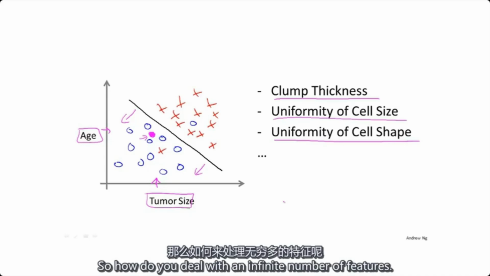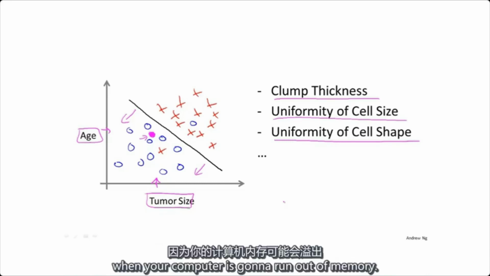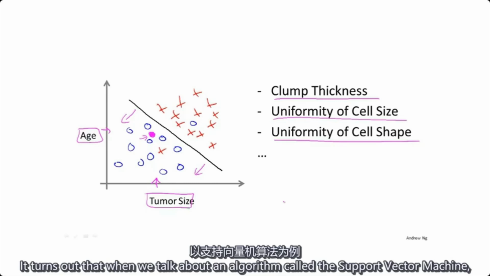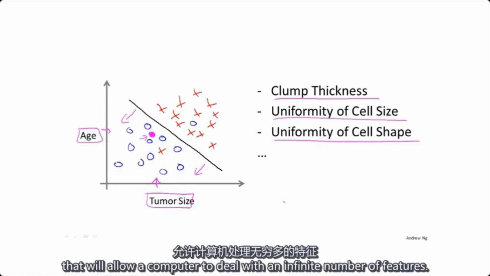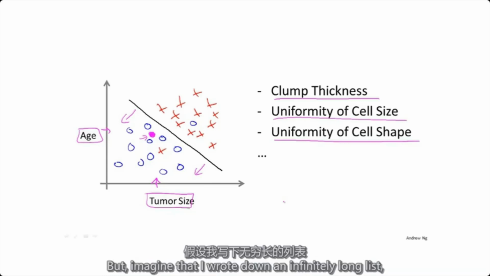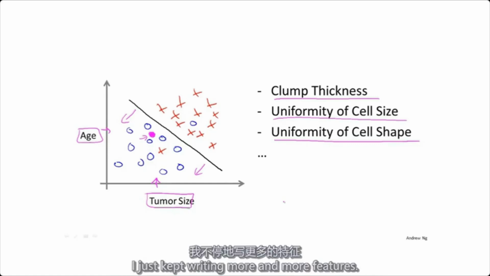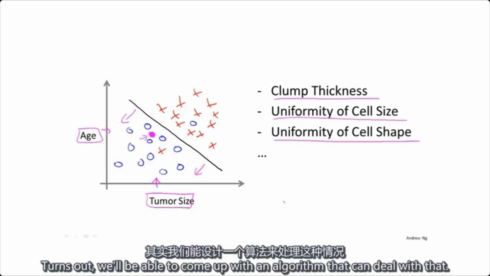So how do you deal with an infinite number of features? I mean, how do you even store an infinite number of things on a computer? Your computer's going to run out of memory. Well, it turns out that when we talk about an algorithm called the support vector machine, there will be a neat mathematical trick that will allow a computer to deal with an infinite number of features. Imagine that I didn't just write down 2 features here and 3 features on the right, but imagine that I wrote down an infinitely long list. I just kept writing more and more and more features, like an infinitely long list of features. Turns out we'll be able to come up with an algorithm that can deal with that.